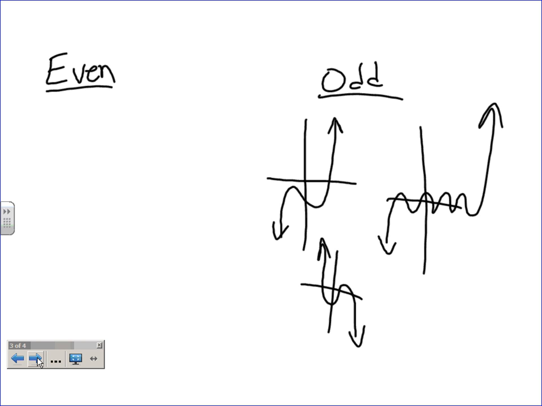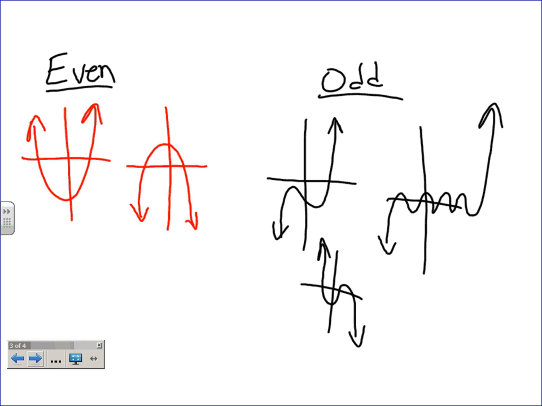Well, even functions are ending in the same direction. What's probably the most common of those? Parabola. There you go. Or that parabola could open down. And you saw a bunch of these, perhaps in Algebra 2. Those are ending in the same direction, right? Both going up. For now, we'll count those as even. Good enough definition for us for right now. Any questions on that? That's pretty straightforward as well.